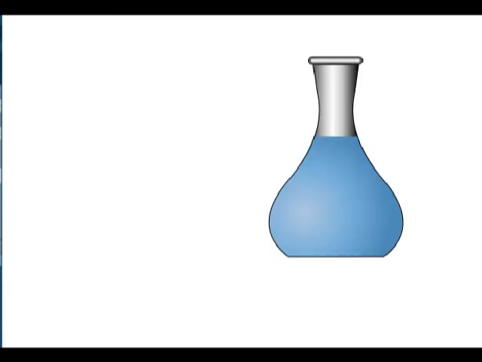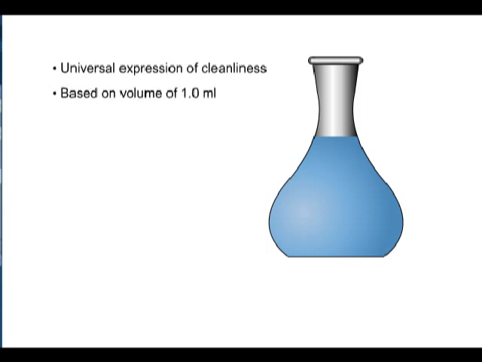To specify the cleanliness level of a given volume of fluid, we refer to what is known as an ISO code or ISO solid contamination code. This code, which applies to all types of fluid, provides a universal expression of relative cleanliness between suppliers and users of hydraulic fluid. Based on a milliliter of fluid, a particle count is analyzed using specific sizes of particles, 4 micron, 6 micron, and 14 micron.